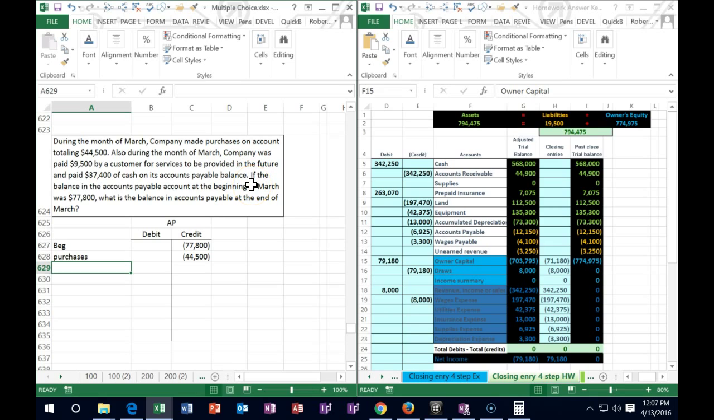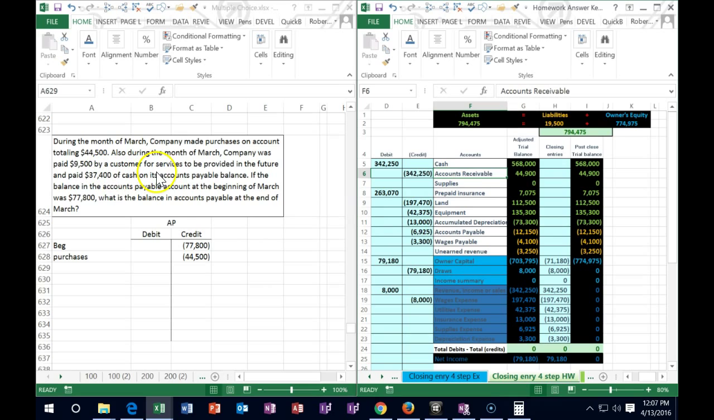Then the company was paid 9.5 by customers for services to be provided in the future and paid 37.4 in cash on its accounts payable. Okay, so this is a bit tricky, because this first one says the company was paid 9.5 by customers for services. Does that affect accounts payable? No, it's going to be a debit to cash and a credit to accounts receivable. So they're trying to get us mixed up between the payable and the receivable. The receivable is what the customers are going to pay off of what they owe us, so it doesn't affect the payable, which is what we're looking at here.